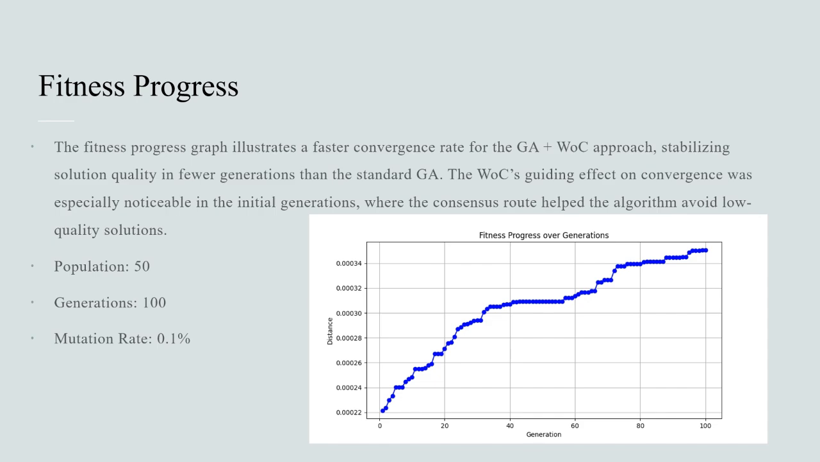The fitness progress graph illustrates a faster convergence rate for the GA and WOC approach, stabilizing solution quality in fewer generations than the standard GA. The WOC guiding effect on convergence was especially noticeable in the initial generations, where the consensus route helped the algorithm avoid low quality solutions. Once again, the population size is default to 50, generations at 100, and mutation rate at 0.1. And you can see a nice fitness curve from 0 generations all the way up to 100.